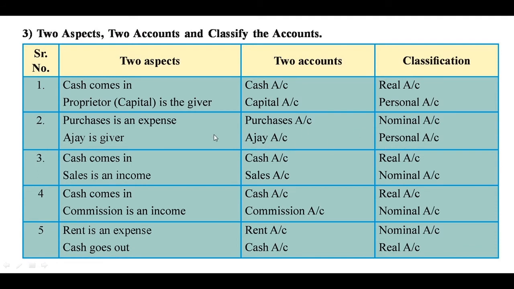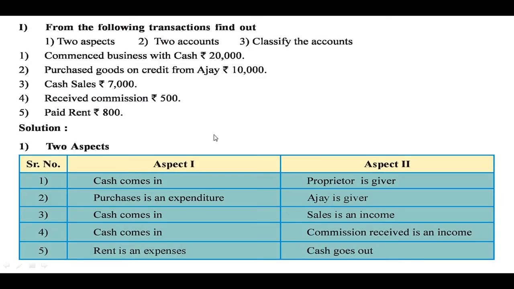Third transaction, cash sales rupees 7,000. Here goods are sold and cash is received. Here it is given, it is cash sales. It is a cash transaction. Goods are sold and cash is received. So the first aspect of the transaction is cash comes in the business, while the second aspect is sales. Sales is an income because the businessman receives the sales revenue.